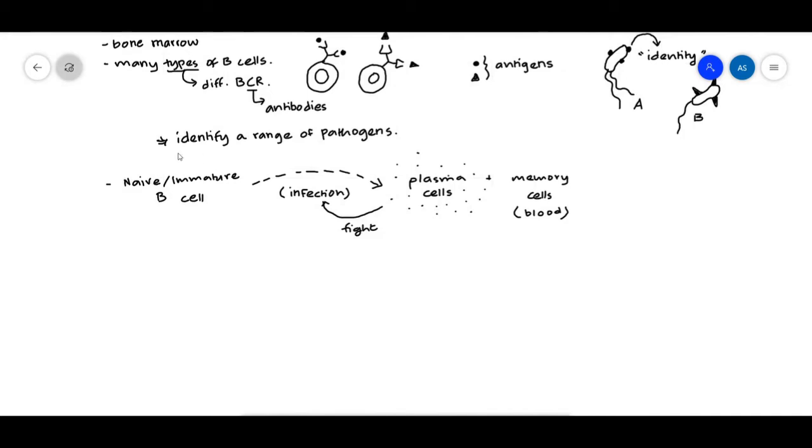Now here we said that immature B cells are going to be converted through some steps into plasma cells and memory cells. Now there are two ways in which a naive B cell can be converted into plasma cells. So there are two ways in which plasma cells can be formed. And note that I'm only saying plasma cells and not memory cells, because one of the ways is going to produce both plasma cells and memory cells, and the other method is only going to produce plasma cells and not memory cells.